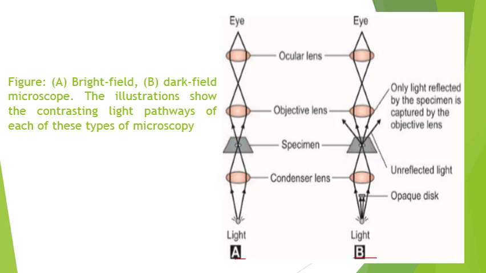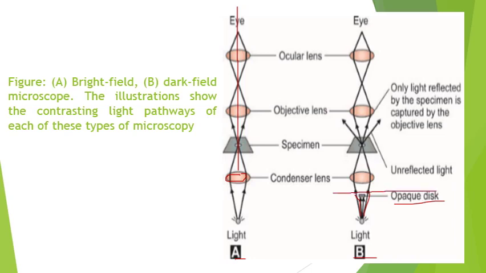In a light field microscope, the light source enters through a condenser, then this light goes towards the specimen, transmits through it, and from the objective it enters through the ocular or eyepiece. But in this case, in front of the light source there is an opaque disc. So the direct light is blocked by this opaque disc.